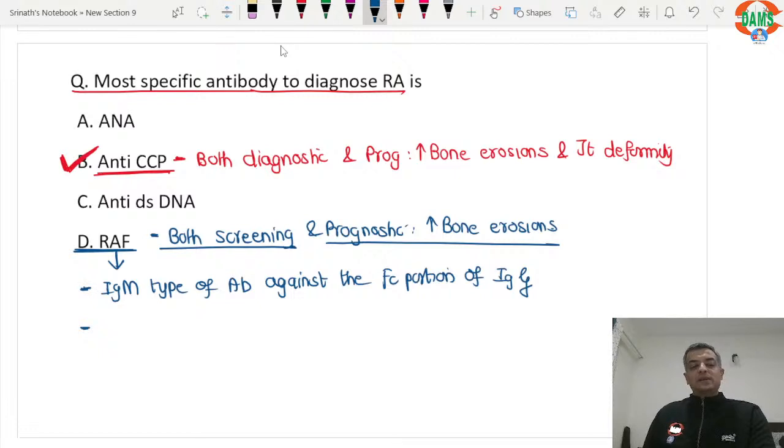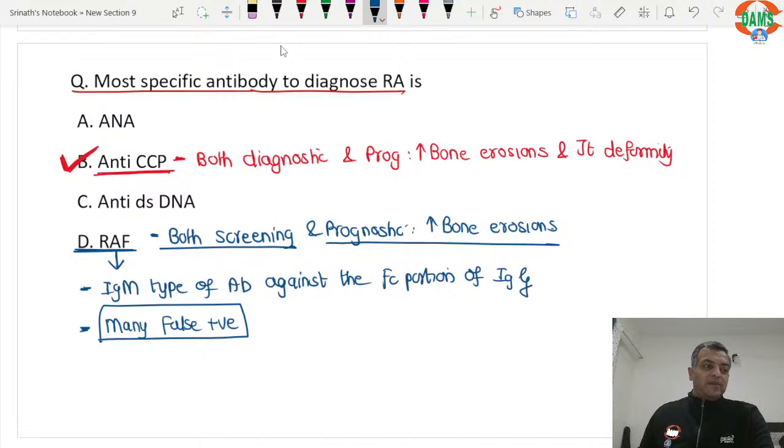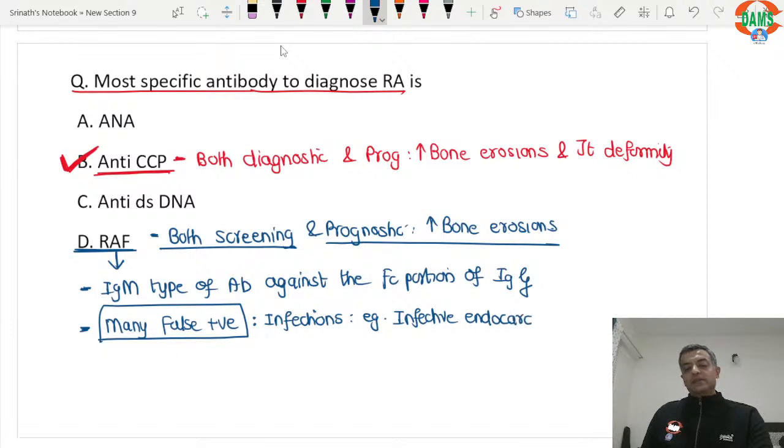Even though we use it for the diagnosis, the problem is it has many false positive causes. It is sensitive but not specific. False positives can occur in infections. For example, RA factor can come positive in infective endocarditis. We study one of the Duke's criteria, arthralgia with false positive RA factor.